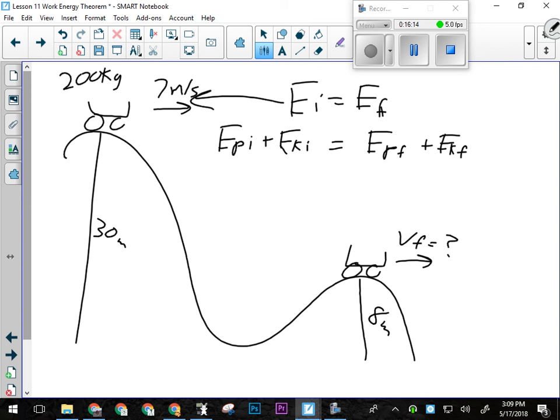Unfortunately, in this one, we can't simplify our life, okay? Because at the beginning, it's moving at 7 meters per second, which means it does have kinetic energy, right? It's also 30 meters above the ground, so it also has potential energy, right? At the end, it's still 8 meters above the ground, so it has potential, and we're trying to solve for VF. At this point, it would likely be moving faster than it was at the beginning, meaning it also has kinetic energy. Everybody all right with that?